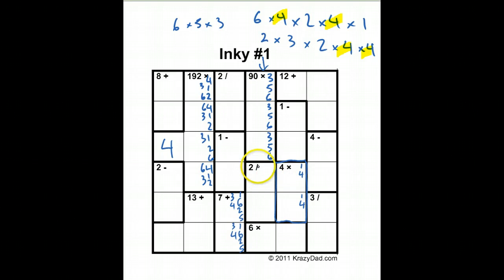All right, let's do the options for the 2 cage. Well, I can go 6 divided by 3, or 4 divided by 2, or 2 divided by 1. Well, guess what? Because the 6 has to go in one of those 3 boxes, I can't have a 6 here. And the same reasoning applies to the 3 as well. So that eliminates that possibility right there. Okay, let me finish off with this row.